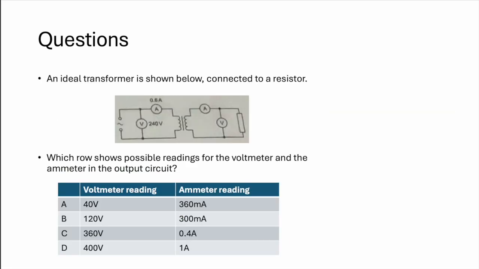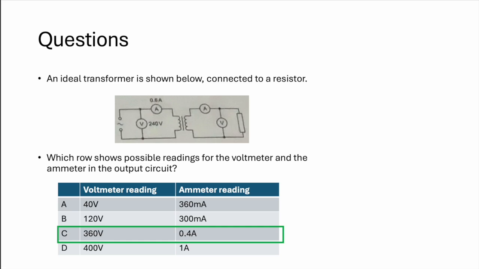Ideal transformer with this setup is shown. What are the possible readings for voltmeter and ammeter of the output circuit? So P equals VI, this times this, 144 volt. And the only combination would be this, 360 volt and 0.48.